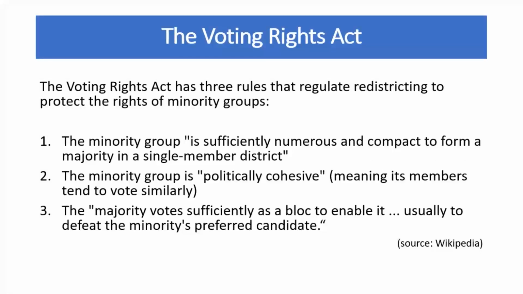The Voting Rights Act has 3 rules that regulate redistricting and which define what a community of interest is. A minority group must be sufficiently numerous and compact in order to be considered, also politically cohesive, and also the majority must vote sufficiently as a bloc to enable it to usually defeat the minority's preferred candidate. These 3 factors certainly apply here in Rockland County, and so any drawing of the lines should be drawn to preserve communities of interest and protect the rights of minorities.